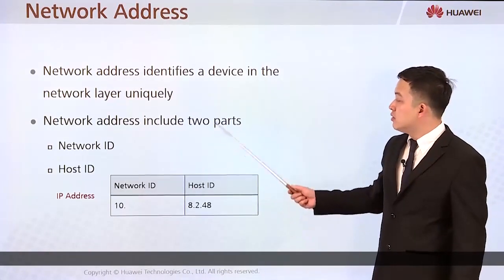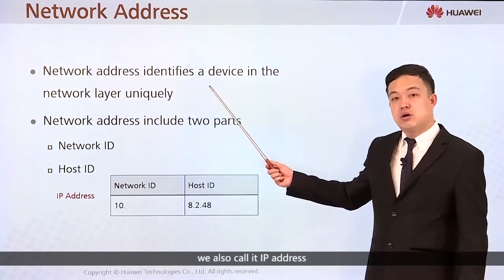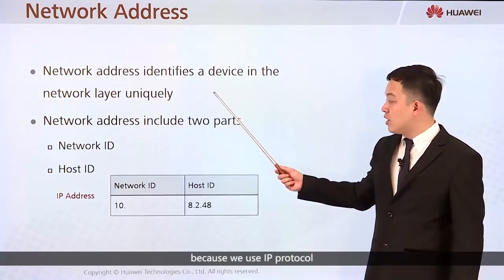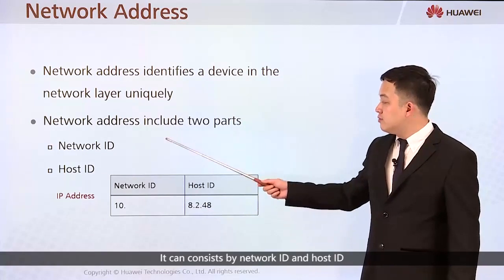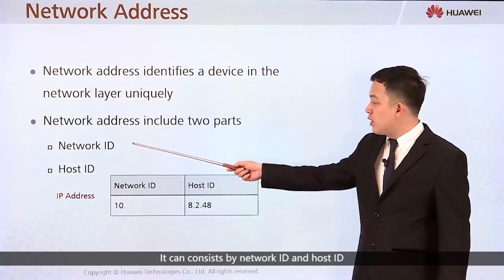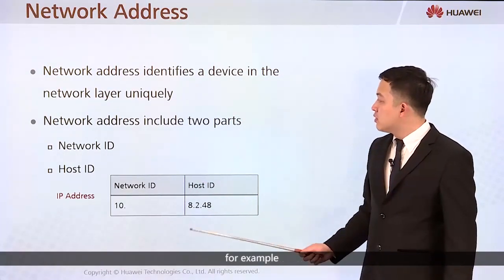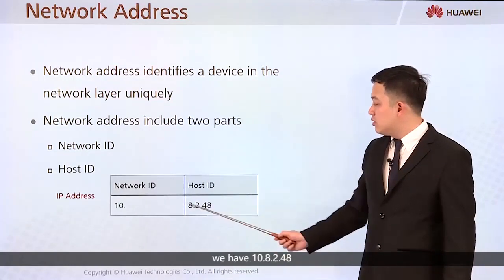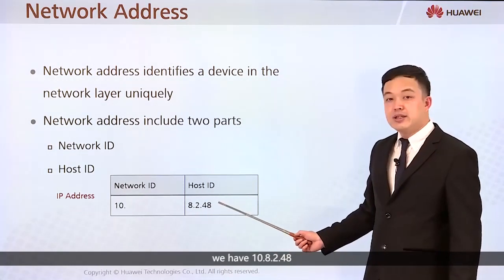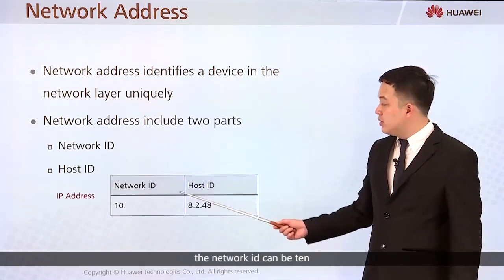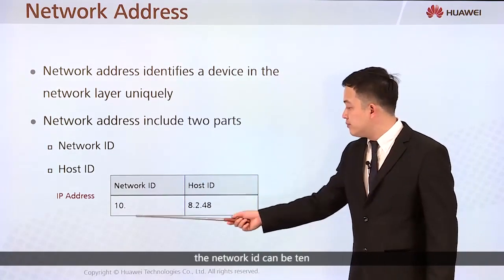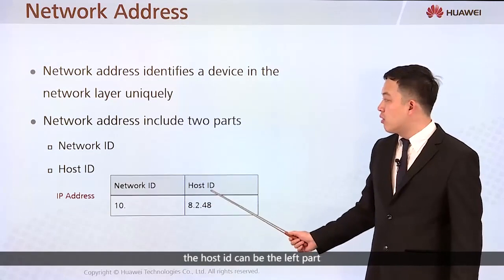Network address. We can also call this the IP address because we use the IP protocol. It consists of a network ID and a host ID. For example, we have 10.8.2.48. In this address, the network ID can be 10, and the host ID can be the remaining part.